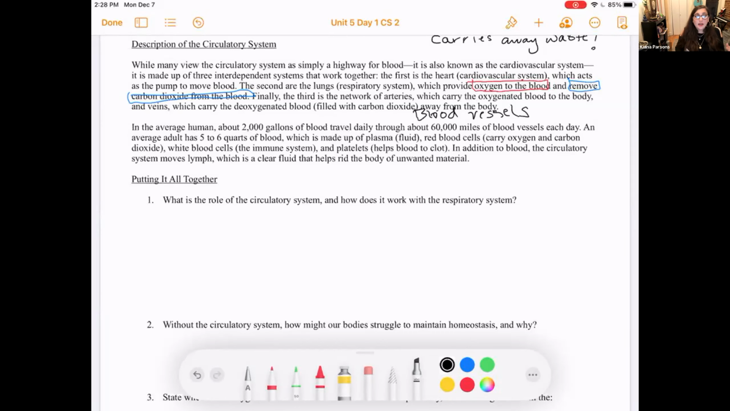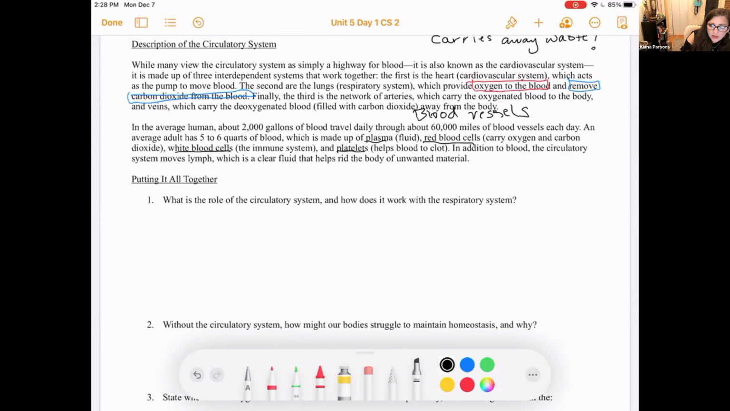In the average human, about 2,000 gallons of blood travel through the 60,000 miles of blood vessels each day. An average adult has 5 to 6 quarts of blood, which is made up of plasma. These are the constituents of your blood. This is what your blood is made out of. Plasma, red blood cells, and white blood cells, and platelets.